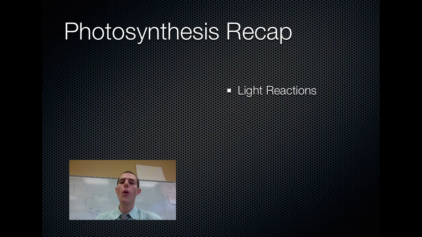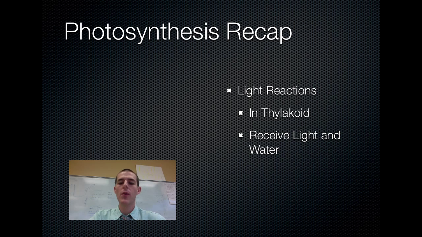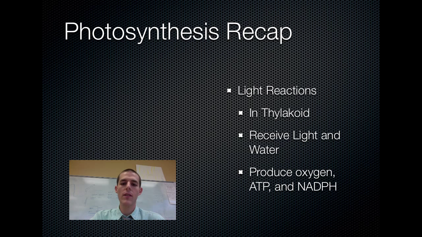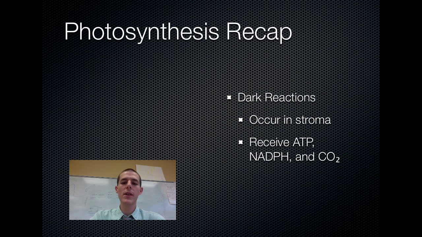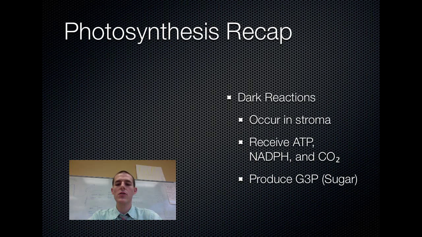Let's finish up this whole series with a quick recap of photosynthesis. The light reactions occur in the thylakoid membrane, they receive light and water, and they give off oxygen, ATP, and NADPH. Our dark reactions happen in the stroma. They receive ATP and NADPH and CO2, and they produce the sugar G3P. Also know the light reactions are known as the light-dependent reactions because they cannot happen unless there is light presence.